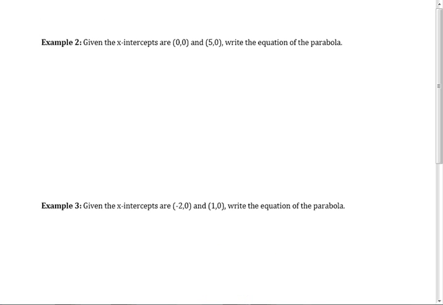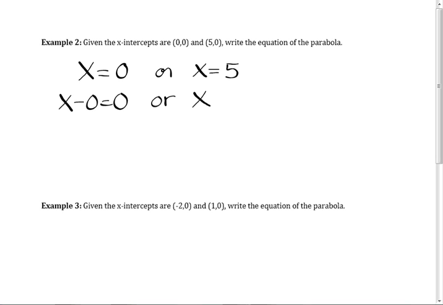Okay, let's try this one. Okay, what are our x-intercepts here? Sayla, what are the x-intercepts? India, what are the x-intercepts? Good. Now, on the first one, I'm going to subtract 0. I don't really need to, but I'm going to because I want everything to look alike. Nick, what am I going to get here? Subtract 5 from both sides. I'm going to get x minus 5 equals 0.